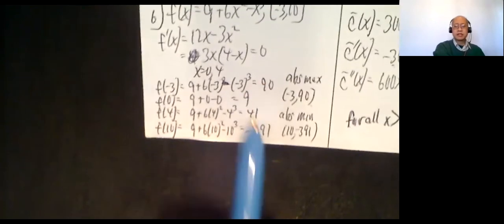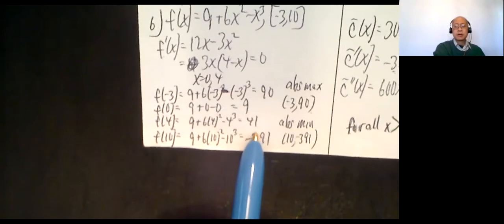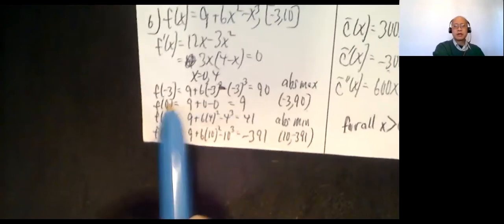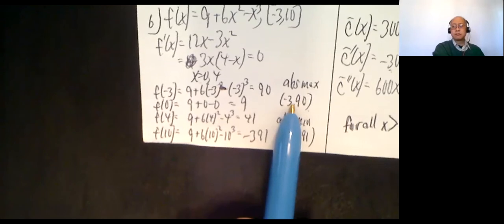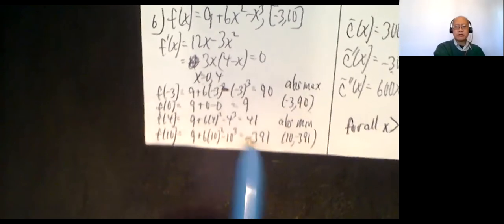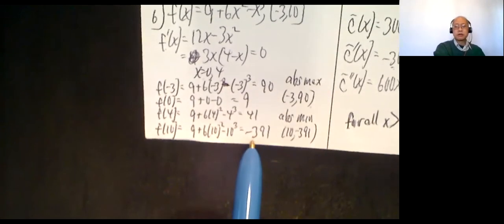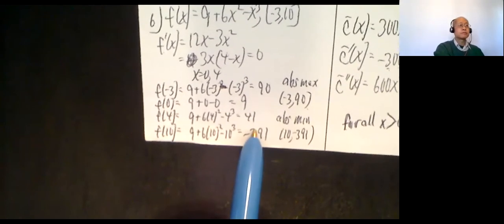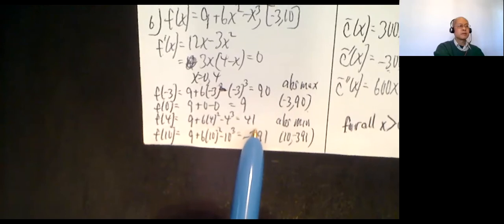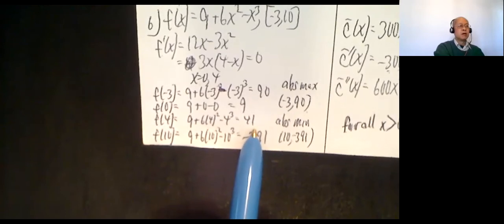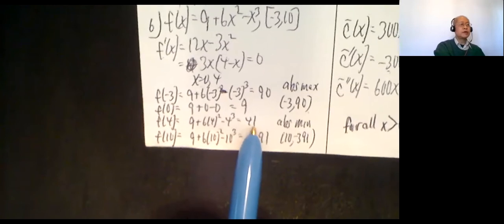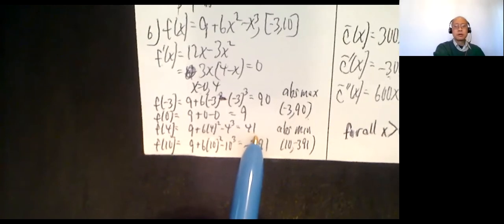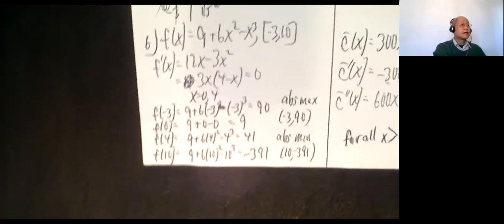All right, so here's my list. Highest Y value, 90. So absolute maximum, -3, 90. Lowest Y value, the only negative one here. So 10, -391, absolute minimum. Okay, so that's the way you do it. All right, so that's that.